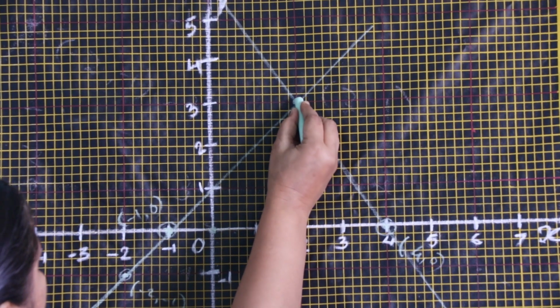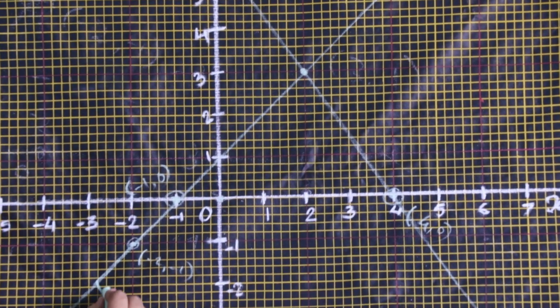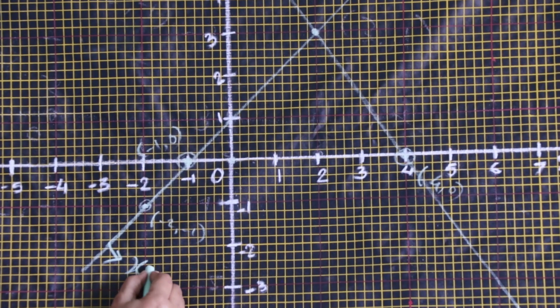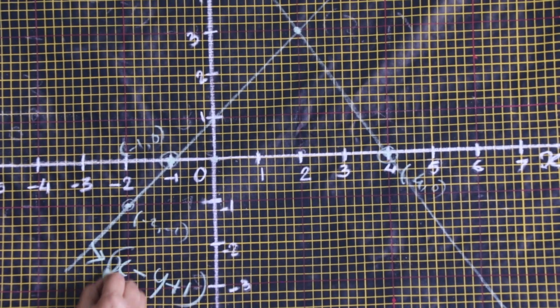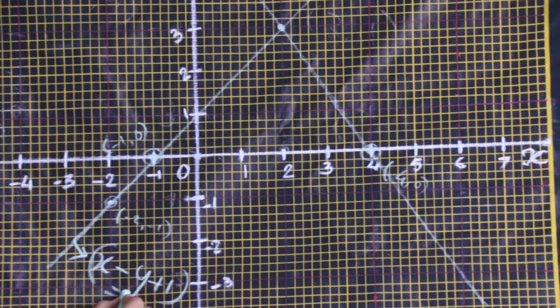So intersection point is somewhere here. What is the intersection point now? Now the question asked is, see now if you notice, this is our line. We should write the equation. x minus y plus 1 equals 0 is the equation.